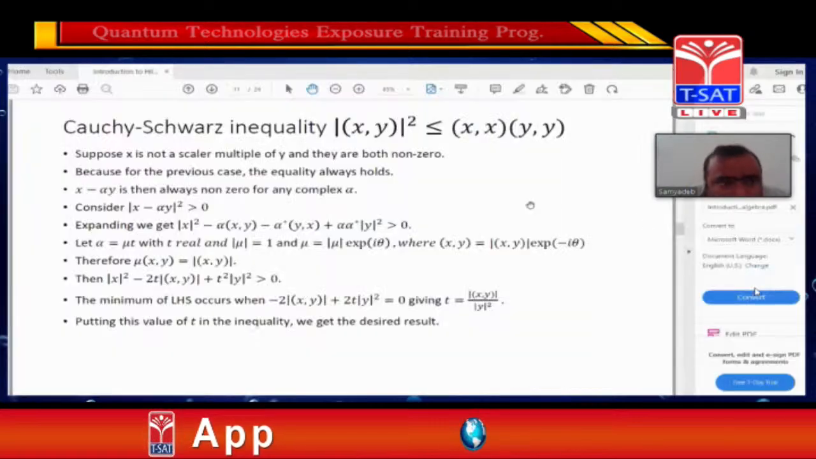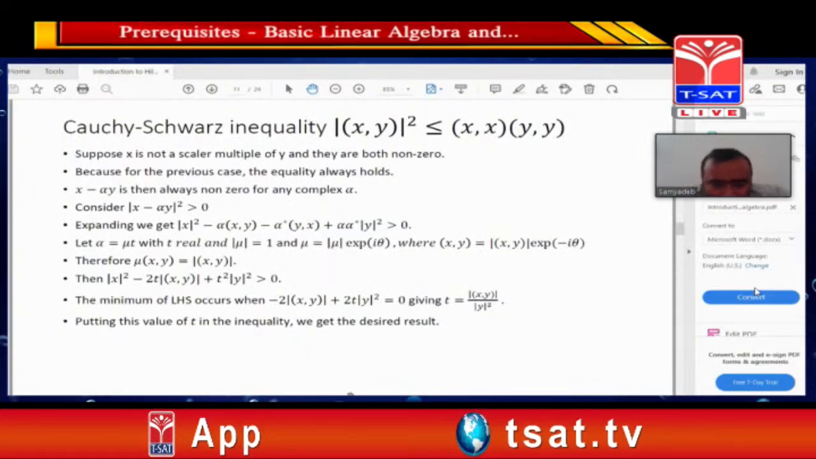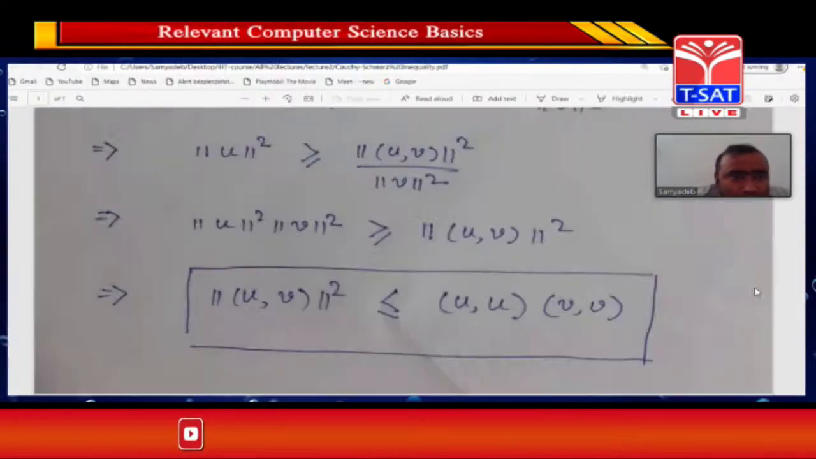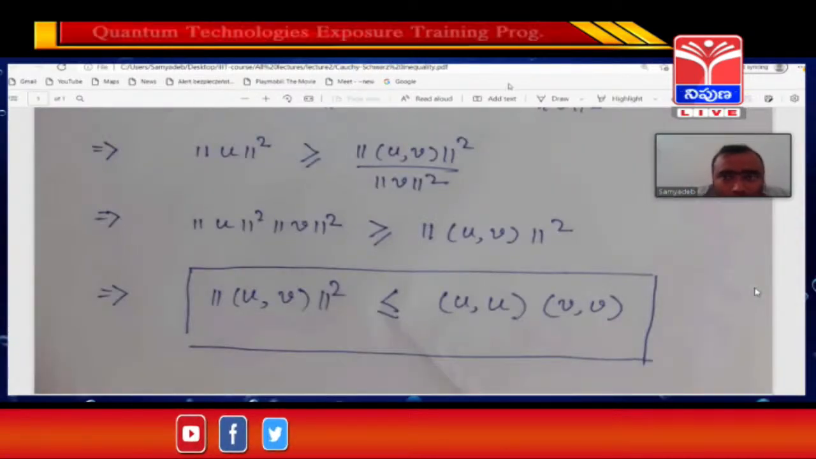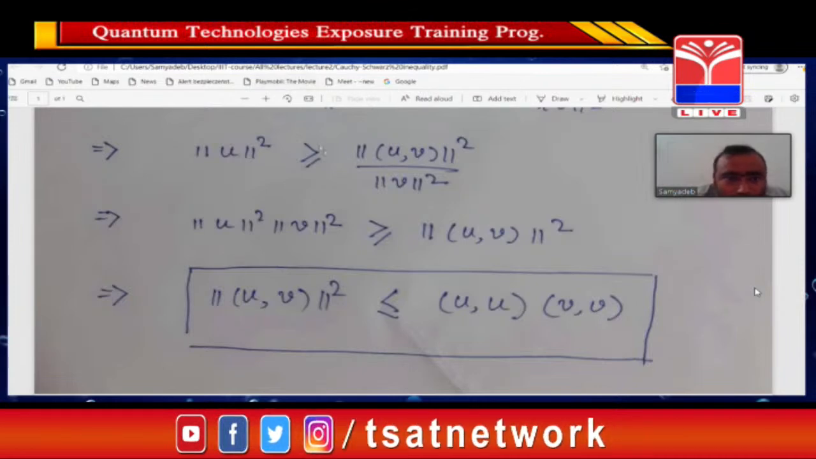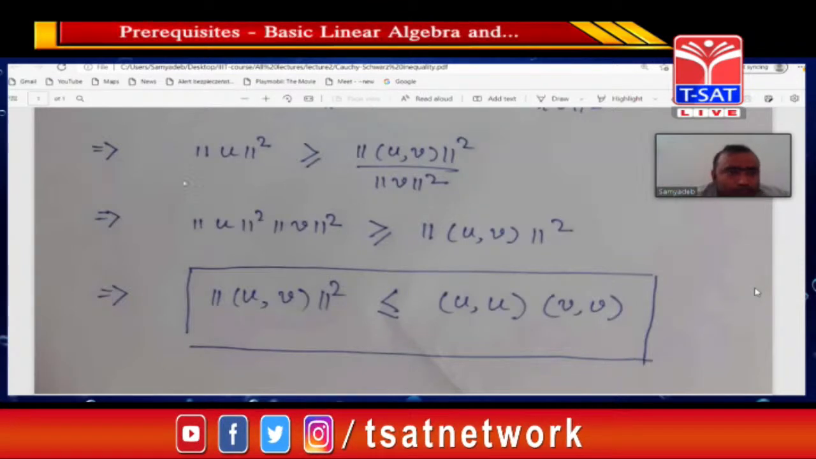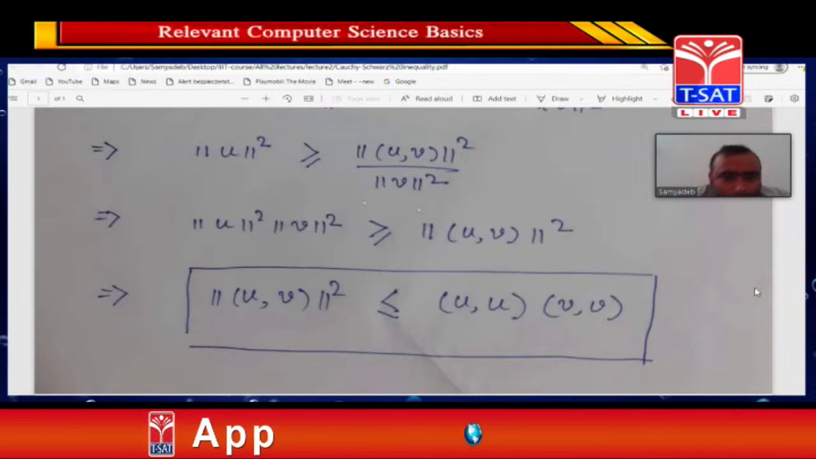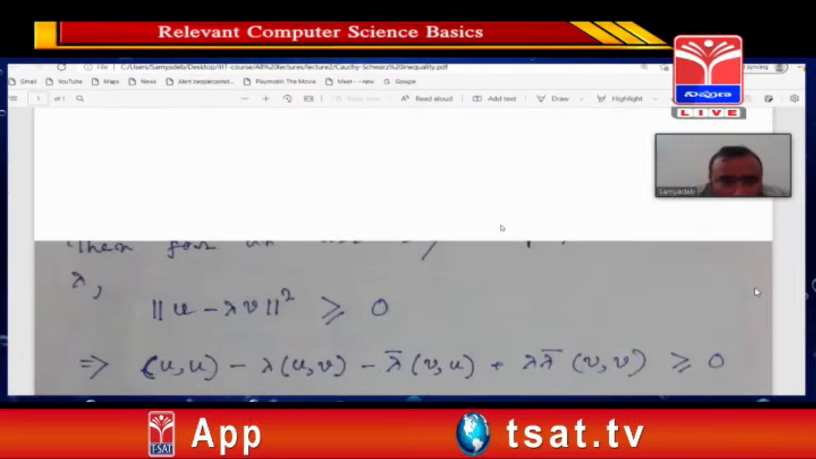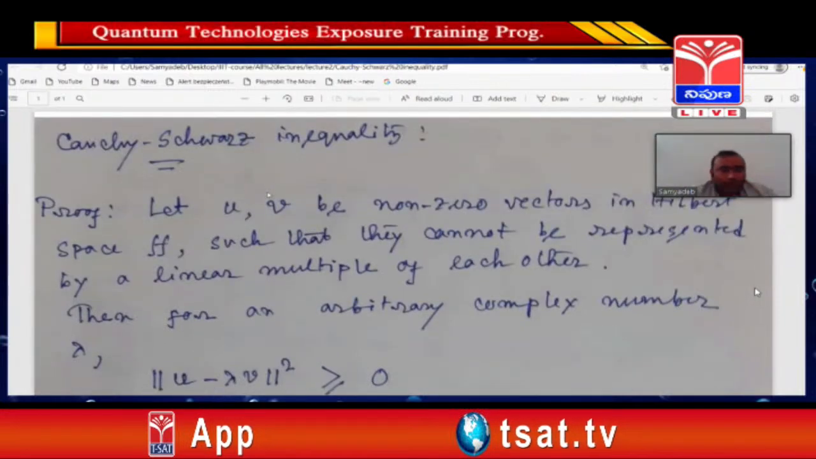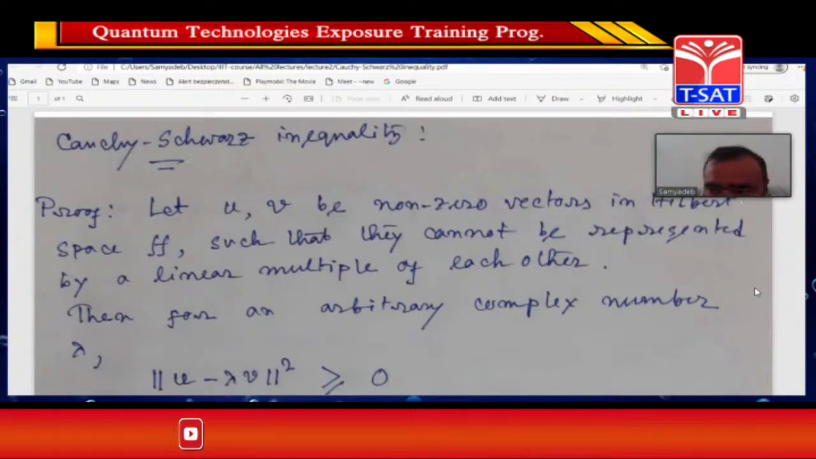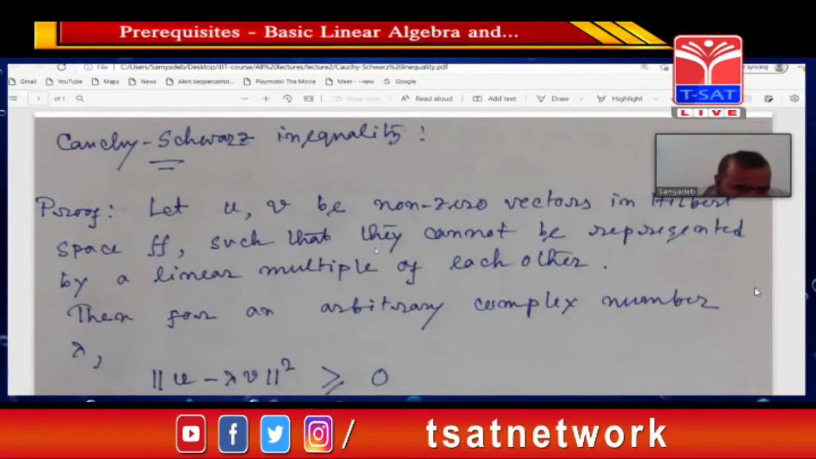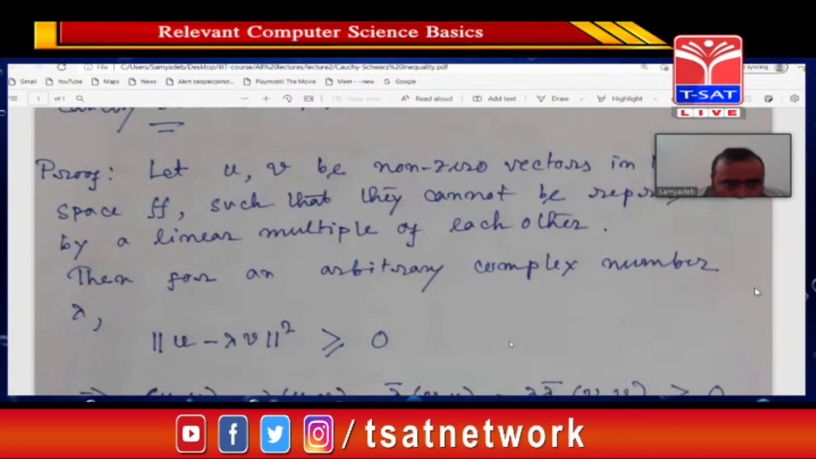But let me describe it from a different, more detailed description. That would be better. So let's say I hope this handwritten note is visible. So this is the Cauchy-Schwarz inequality, let's say the proof of this.